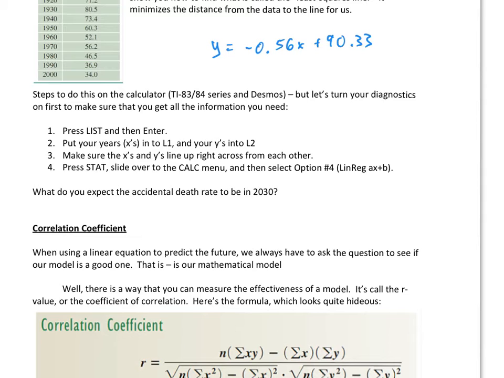And here comes an interesting question. It says, what do you expect the accidental death rate to be in 2030? Well, that means I have to use my x as being 130.